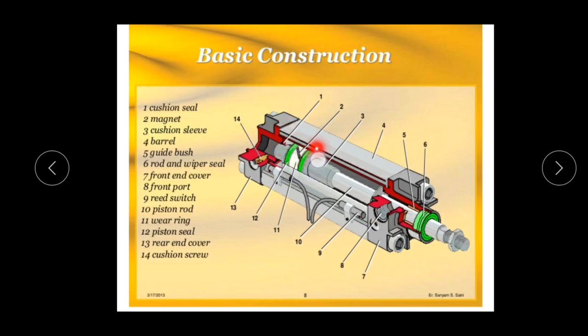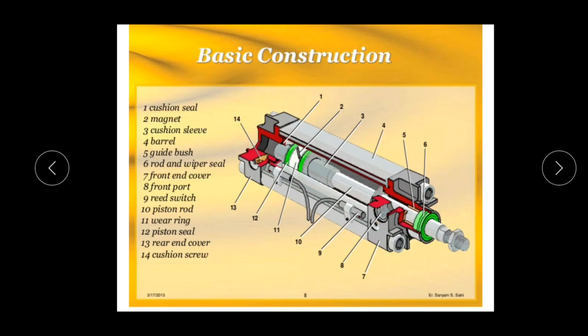And number 2, this area, is a magnet, and this portion, number 3, is the cushion sleeve. This portion, indicated by number 4, is called a barrel. And this portion, indicated by number 5, is a guide bush.